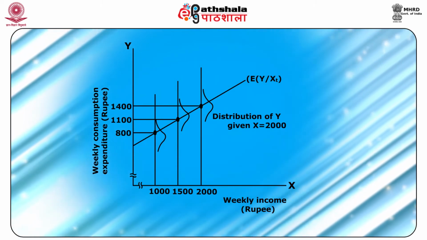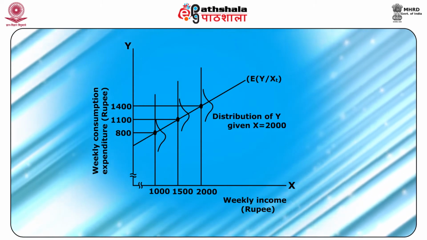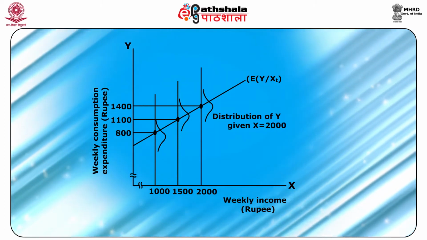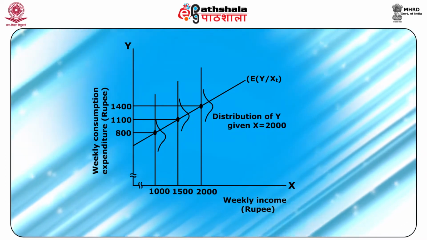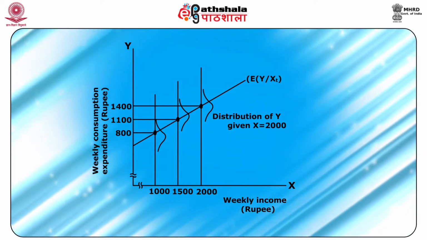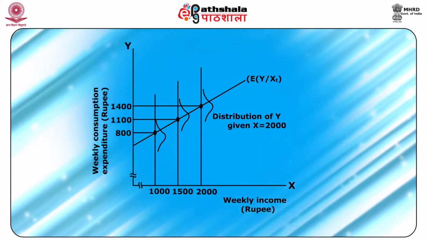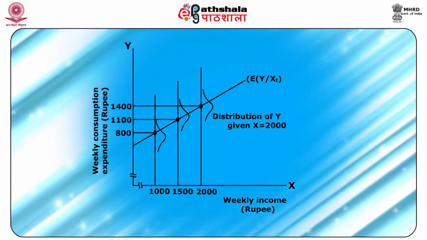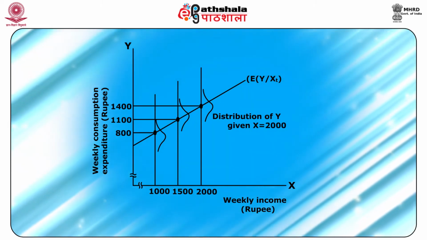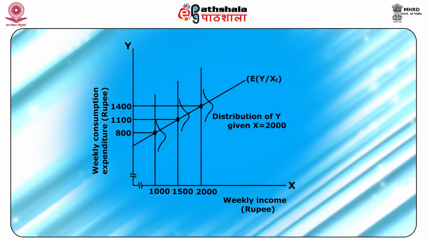The unconditional expected value gives the average expenditure on consumption of all income groups, while the conditional expected value gives the average expenditure on consumption of a particular income group. I am sure you would understand this distinction between conditional expected value and unconditional expected value. And conditional expected values are different for different income groups. That is what we have already explained to you.